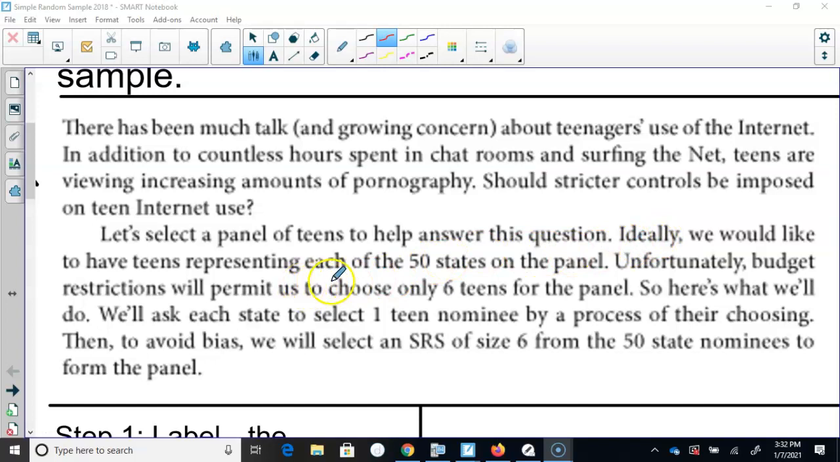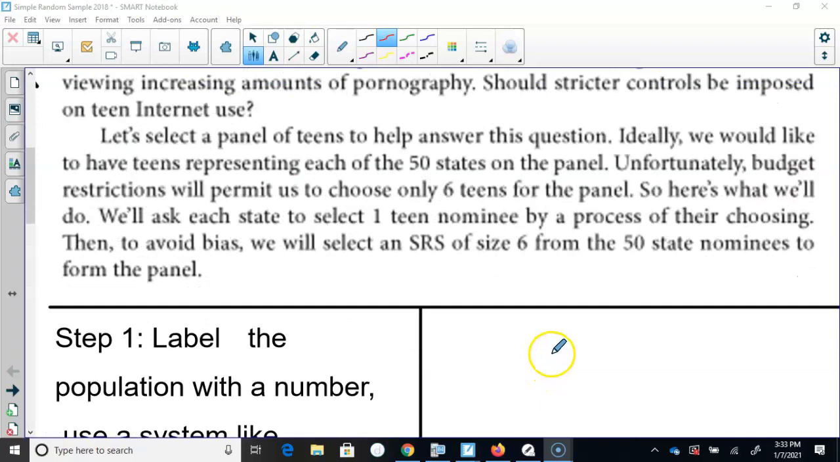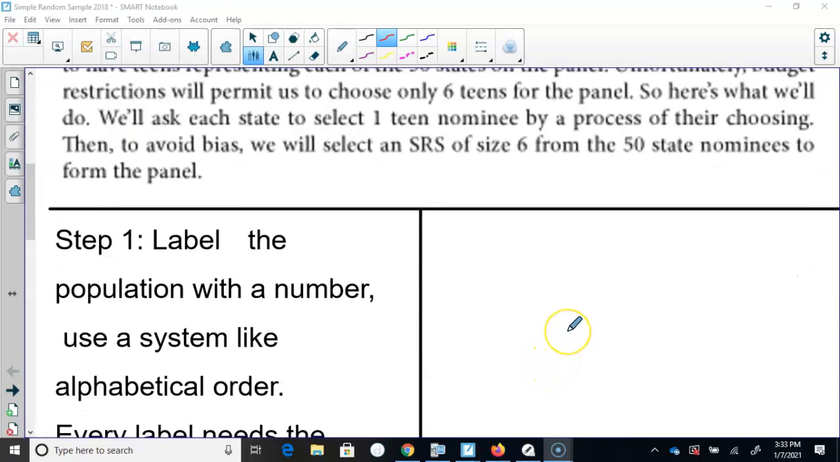Ideally, we would like to have teens representing each of the 50 states on the panel. Unfortunately, budget restrictions will permit us to choose only 6 teens for the panel. So here's what we'll do. We'll ask each state to select one teen nominee by a process of their choosing. Then, to avoid bias, we will select an SRS of size 6 from the 50 state nominees to form the panel. Well, what is an SRS?